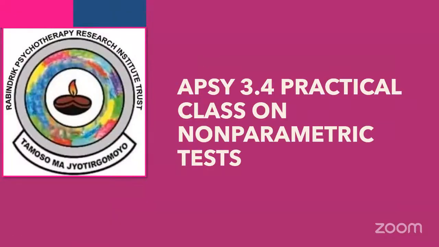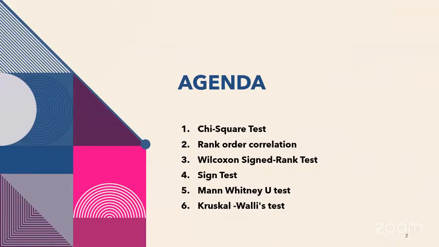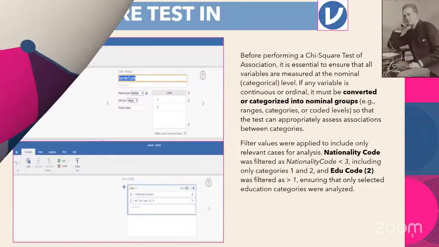So, good evening, students. Today's practical class focuses on non-parametric statistical tests, which are used when data do not meet the assumptions of parametric tests. In this, we will cover the chi-square test, rank order correlation, Wilcoxon signed rank test, sign test, Mann-Whitney test, and Kruskal-Wallis test.